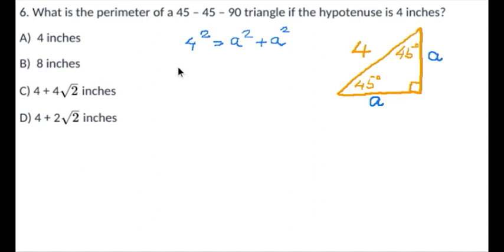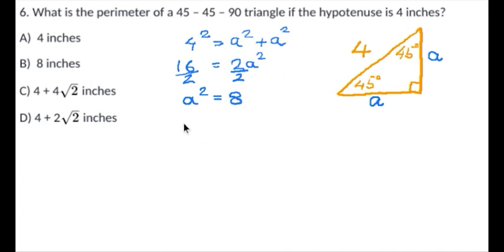Alright, so let's compute the numbers out. We multiply 4 by 4 to get 16, and we have 2A squared over here. Okay, let's divide both sides by 2 now. So 16 over 2 is 8, and 2 over 2 is 1. So we get A squared is equal to 8 when we look back.